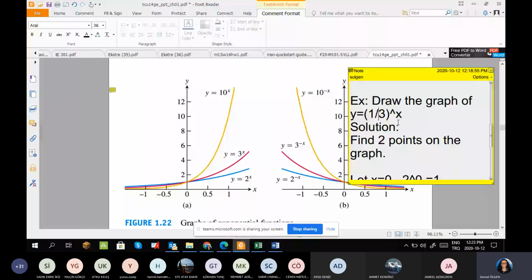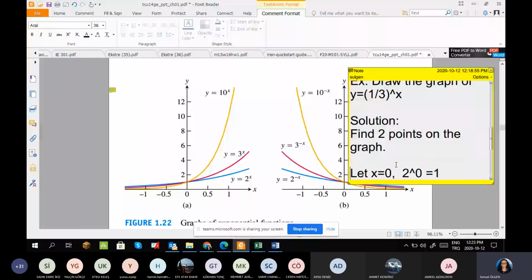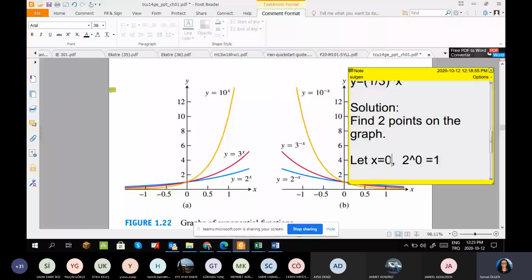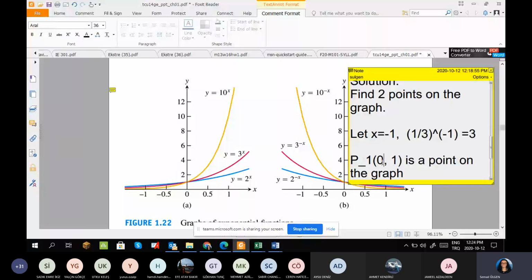The solution says find 2 points on the graph. So I'm going to give numbers. Let x be -1 for a change. And the base is what? Base is 1 over 3, right? 1 over 3 raised to the power -1. Can you tell me what this is equal to? 3. That's right. So this tells me that I have the first point, P1, which is (-1, 3). It's my first point on the graph.